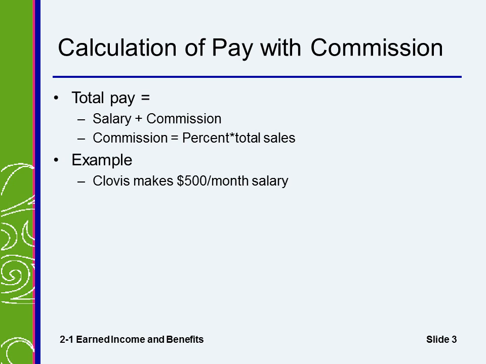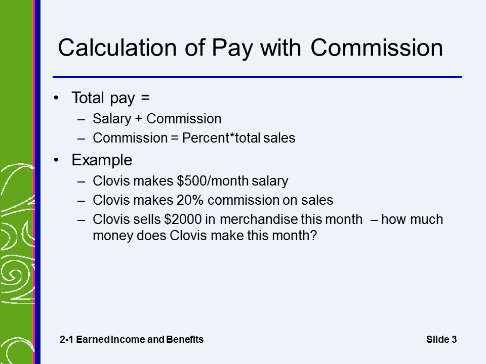For example, Clovis makes $500 per month for her salary. She makes 20% commission on all sales. Clovis sells $2,000 in merchandise this month. How much money does Clovis make this month?